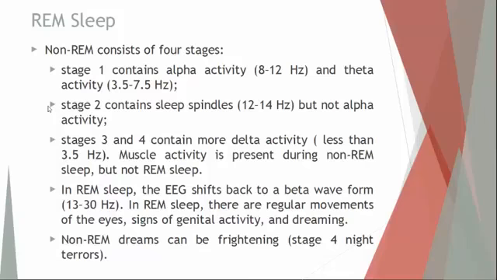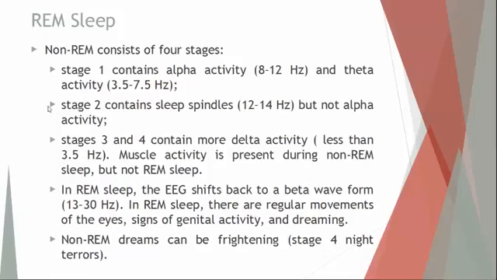For stage 2, there's a phenomenon that is a very key indicator of stage 2. These are called sleep spindles. These are very short bursts of very high brain activity, roughly between 12 to 14 hertz, but there's no alpha activity. And these sleep spindles will just pop up every so often. Very high intensity, but very short amounts of time. So that's, again, a key indicator of stage number 2.